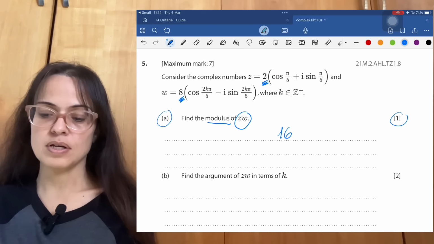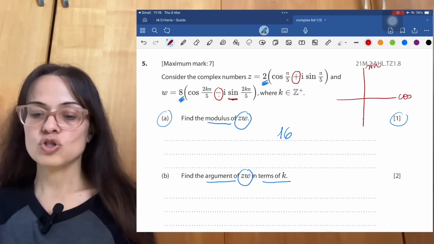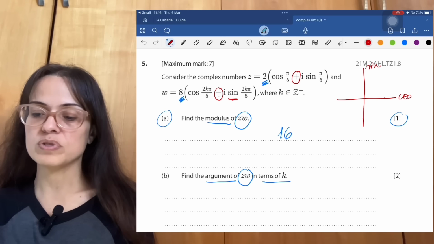So what that means for the Argand diagram is, because cosine is horizontal and sine is vertical, if you have a negative in front of the sine, that means that you are down here. So instead of rotating upwards, you're rotating downwards, okay? It's like a negative angle in the unit circle, for example. So that's what you have to do here.